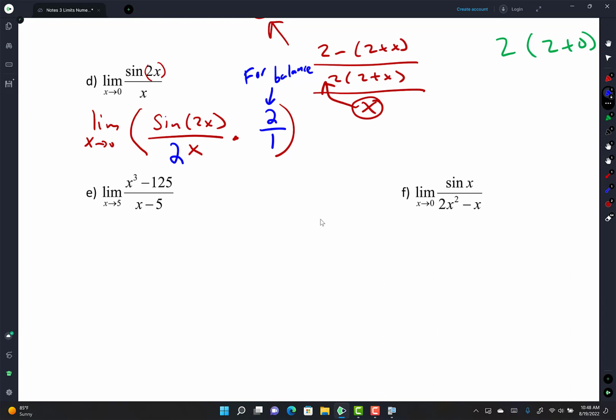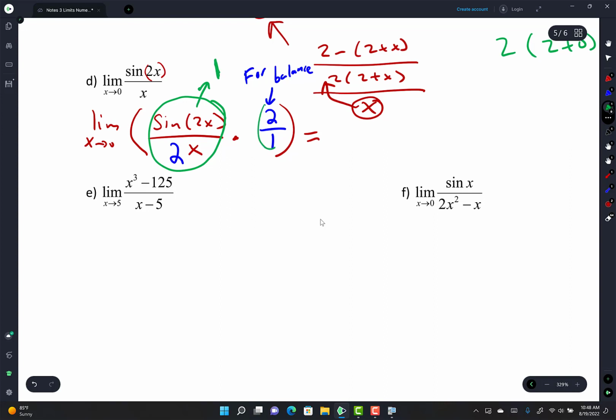Now check it out, guys. Now I can solve this limit. And I don't want to use the limit rule again, because I don't want to write all that. This here that I'm circling, sine 2x over 2x, that is just what? 1. And look, what is 2 over 1? 2. So what is 1 times 2? 2. So that answer is 2.